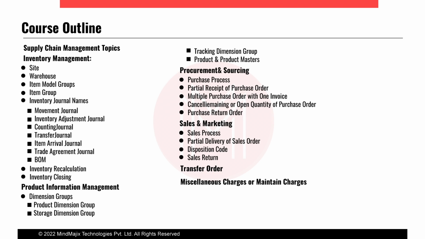In product information management, we cover how to create the product for the customers and how to create the product for the vendors. Dimension groups: we have different types of dimension groups, such as product dimension group, storage dimension group, tracking dimension group, and product masters. Procurement and sourcing, I will show you.